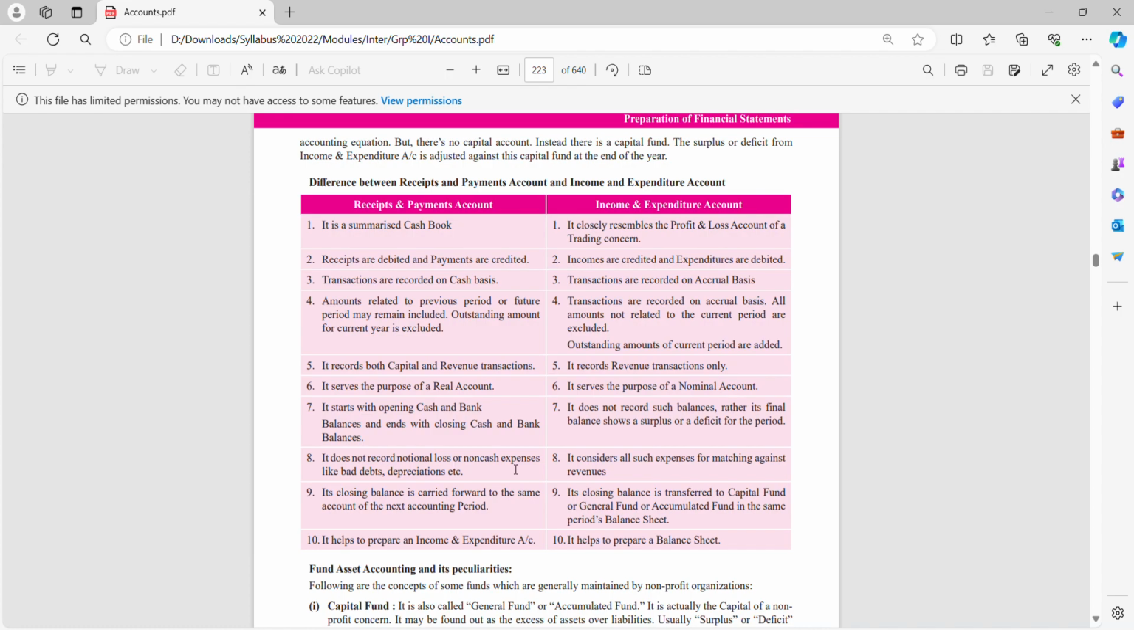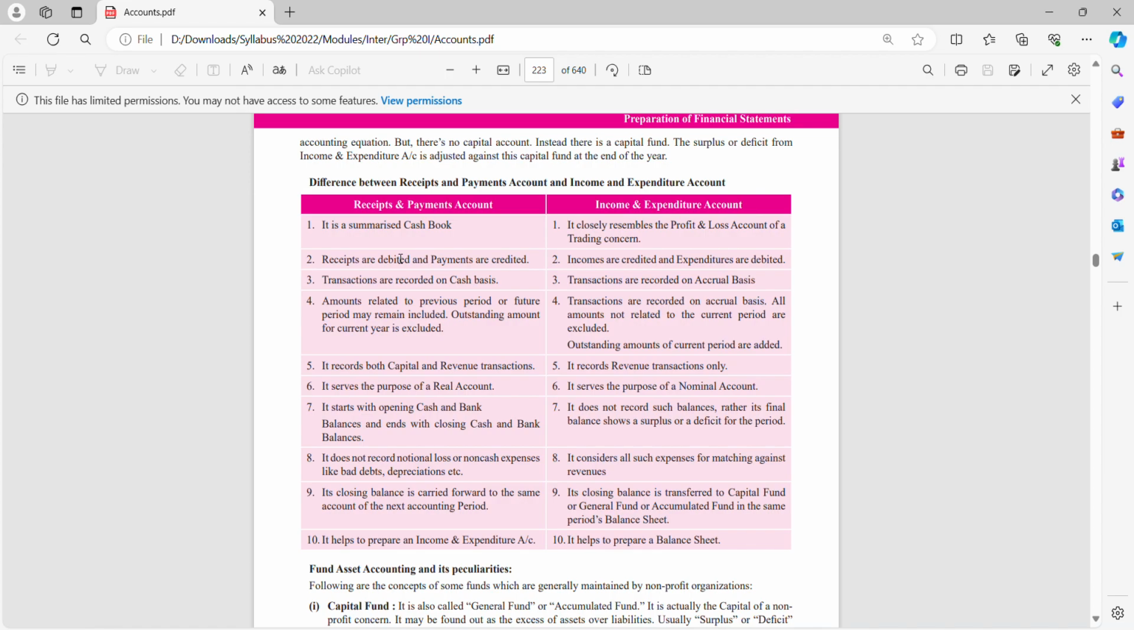It does not record notional loss or non-cash expenses like bad debts, depreciation, etc. It considers all such expenses for matching against revenue. So we have summarized: receipts and payment is a summarized cash book. Income and expenditure is like the P&L account which you prepare.